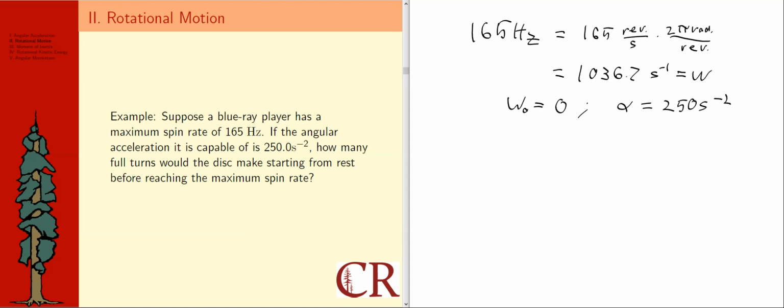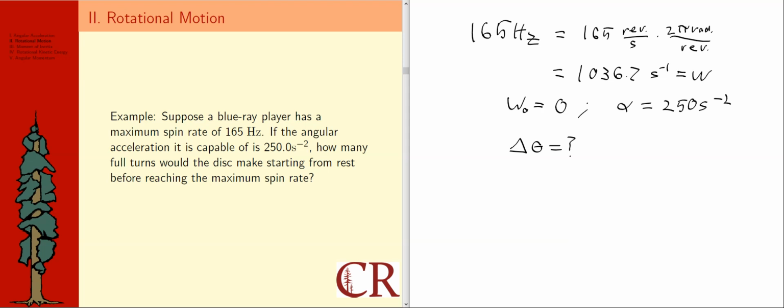It asks for how many full turns. If I knew what the angular displacement was, I would probably be able to use that to figure out how many full turns. That would be in radians, so maybe I could take that and divide by 2 pi, and that would be the number of full turns. When I look at it, I've got omega, omega naught, alpha, delta theta. There's no time here.